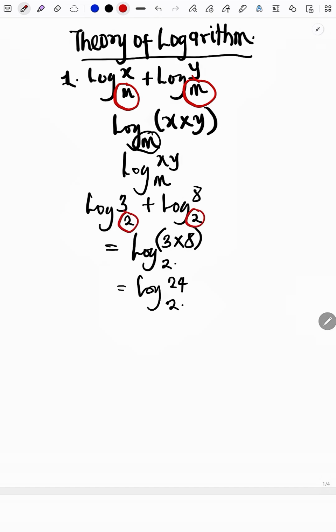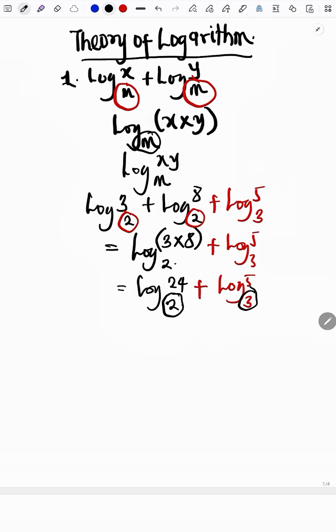However, if you now find a case where we have plus log 5 base 3, what do you do? You carry it down, plus log 5 base 3. You cannot do anything extra to this because they have different bases, and different bases will make you attempt them separately. Just like when you have x plus y. x plus y cannot be combined because they are two different variables. So x plus y would always be x plus y.